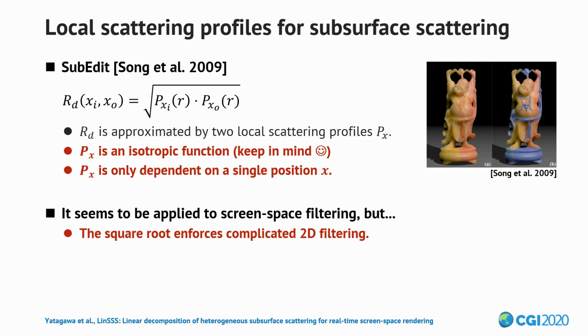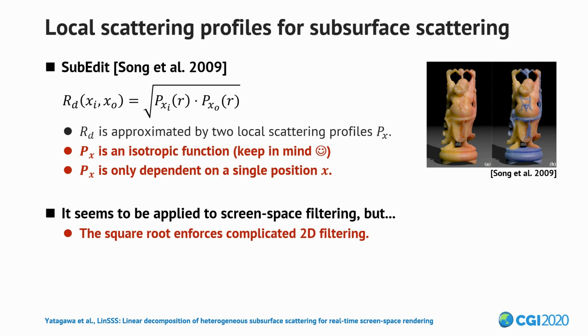The study by Sonneto introduced an approximation model which is called Subsurface. This approximation model is designed for the material editing on heterogeneous translucent materials. The important idea of their study is the decomposition of the diffuse reflectance profile using two local scattering profiles. This local scattering profile is a radially symmetric function of distance between incident and outgoing positions.